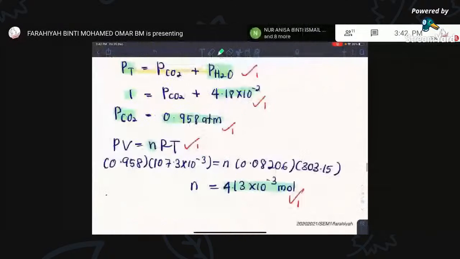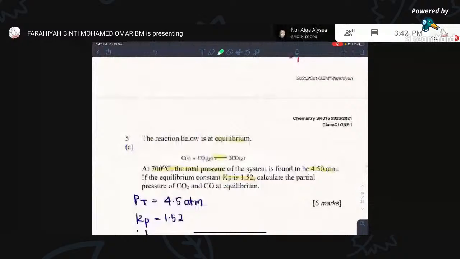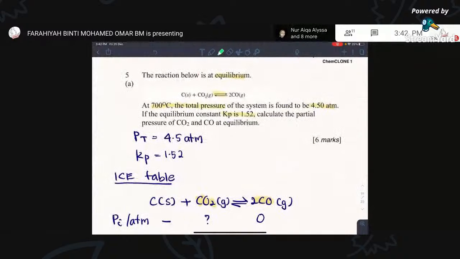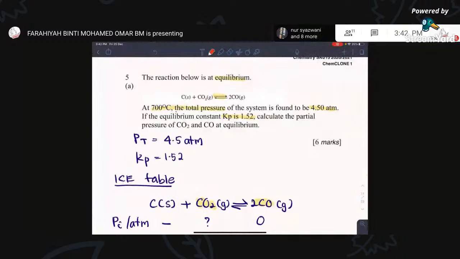And next, question number 5. Question number 5 is about chemical equilibrium. They give you the total pressure. If there is the phrase total pressure, in your mind there must be the phrase Dalton's law. Okay. So, the total pressure of the system is 4.5 atm. If the equilibrium constant Kp is 1.52, calculate the partial pressure.